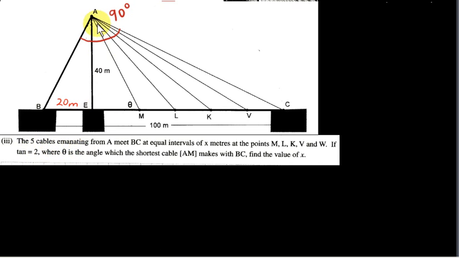The 5 cables emanating from A meet the line BC at equal intervals of x meters at the points M, L, K, V and W. So this distance here is x, so is this. KV is x, and finally VC is x. If the tan of theta is 2, where theta is the angle which shortest cable AM makes with BC, find the value of x.